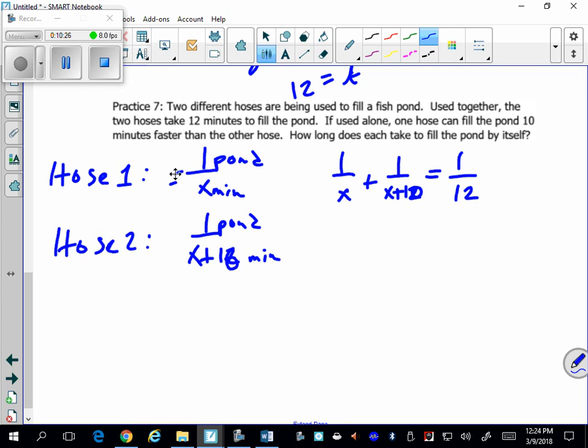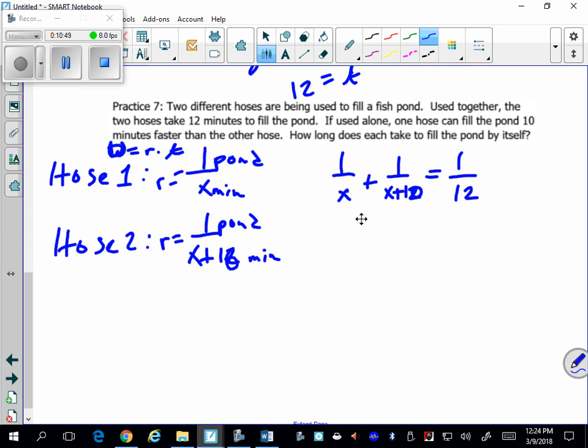A lot of these problems come from distance times rate times time. You have to figure out what you have and what you don't. We have the distance, or I guess in this case it's work. We have time. So we're finding rate on both of them. So the amount of work is to fill up 1 pond in how many minutes. Anyways, we got this equation over here.